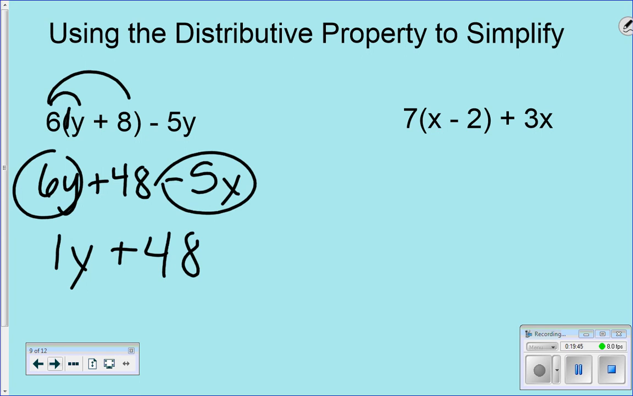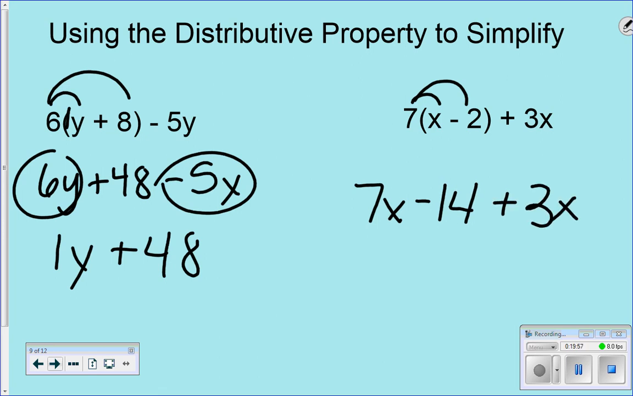Okay, before we do anything, let's make sure you did your distributing right. Should be 7x, and then if you did 7 times a negative 2, you should have got minus 14 plus 3x. Then you should be able to simplify. 7x plus 3x, 10x minus 14. Any questions on distributing? First distribute, and then you simplify. Don't solve it. Can you solve it? No, we don't know what y is, or x, or z, or t, or whatever letter they use.